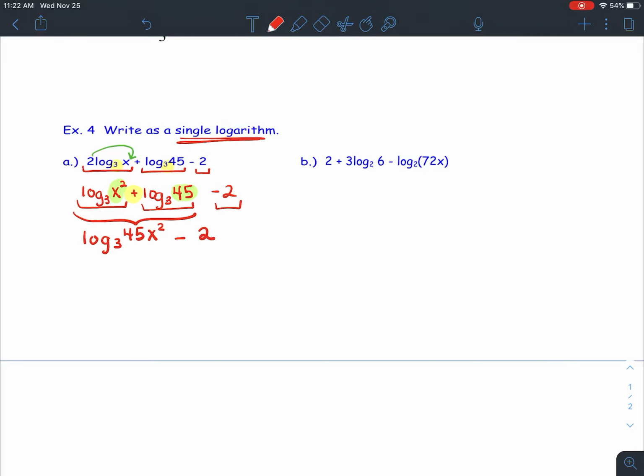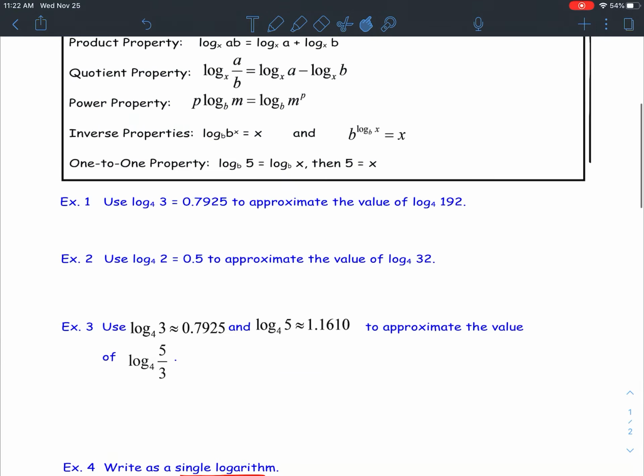Now we need to make sure that this is all combined together as one single term. You'll notice we have a logarithm here, but this number, -2, doesn't look like a logarithm. Now I'm going to scroll back up to the top. I'm going to highlight the property that we're going to want to use that's going to allow us to take a number and write that number so that it looks like a logarithm.